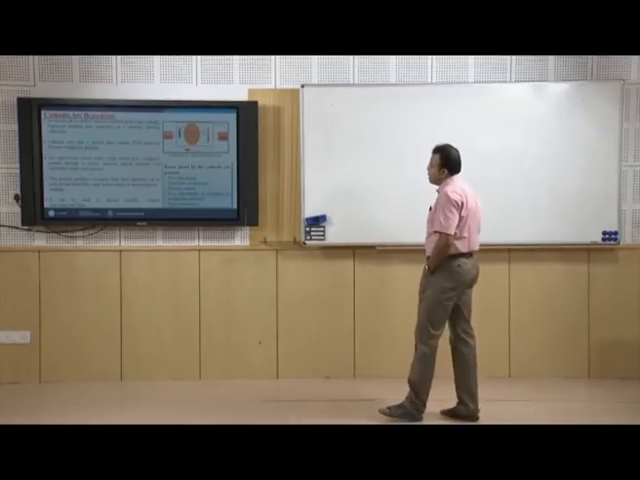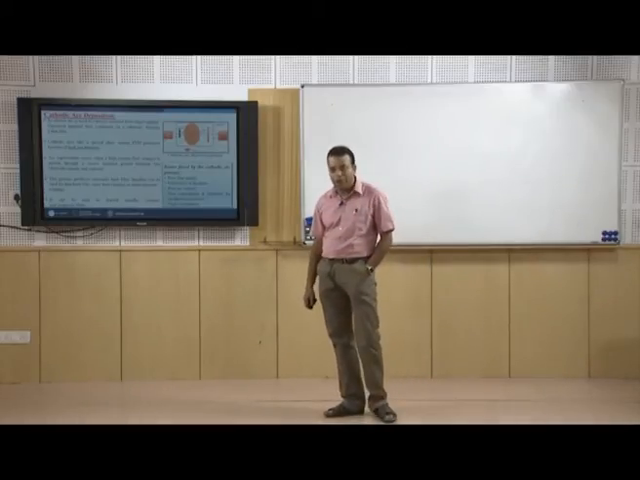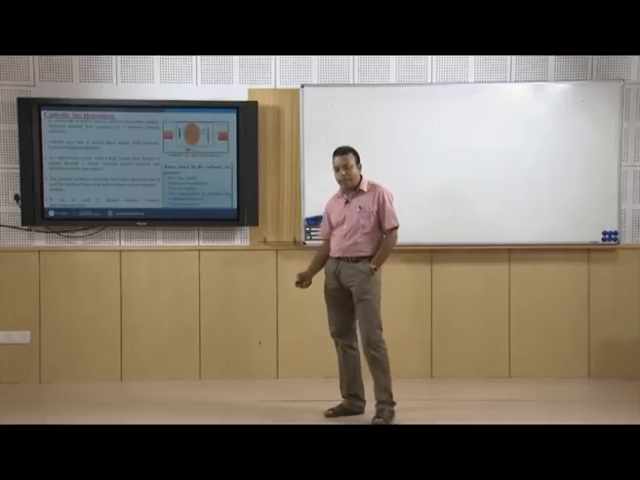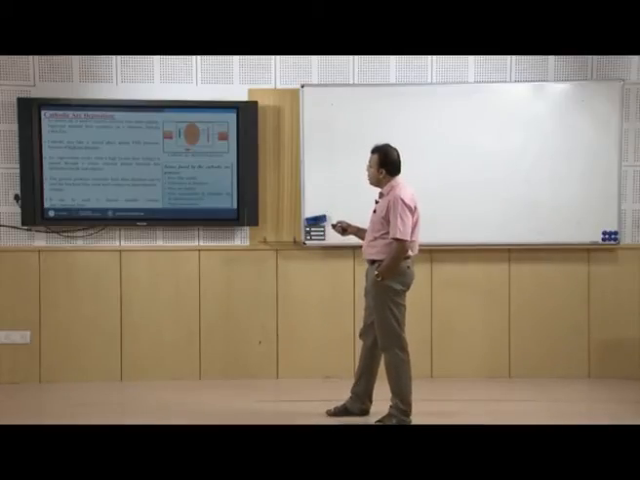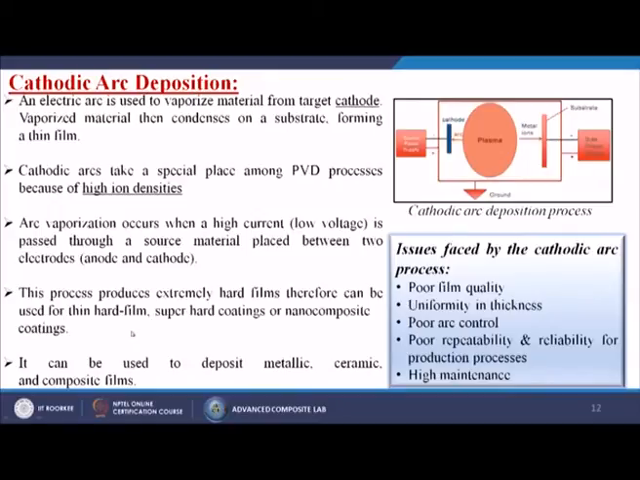The next technique we are going to discuss is called the cathodic arc deposition method. So, first we have to know what the cathodic arc deposition method is. An electric arc is used to vaporize the material from the target cathode. The vaporized material then condenses on a substrate, forming a thin film. So, here you are using some cathode materials, then you are using plasma; the arc goes to the cathode side and the metal ions go to the substrate side. Here you are using a power supply to apply a high potential difference between your cathode and the anode material.